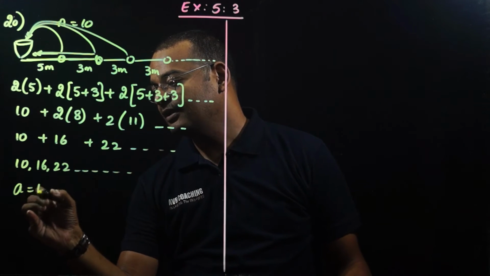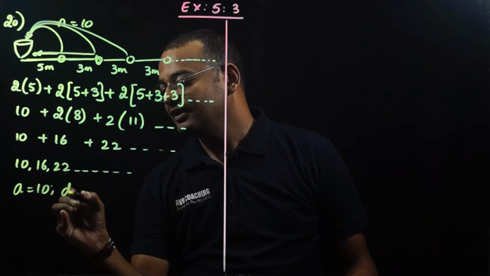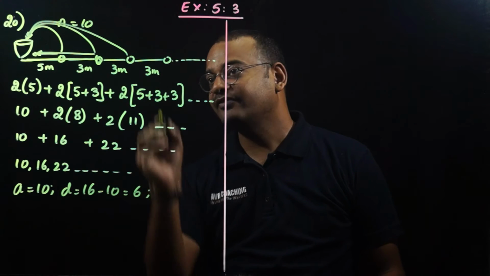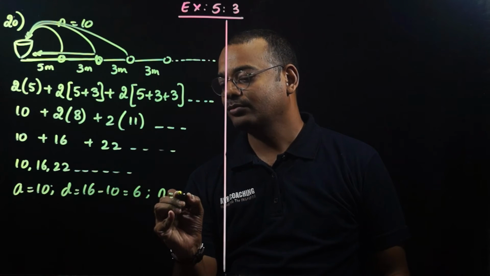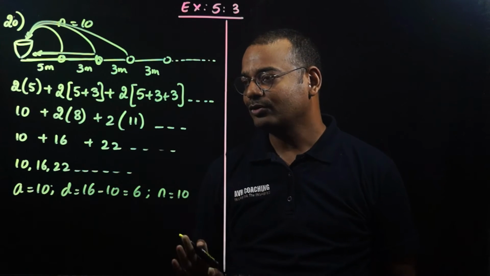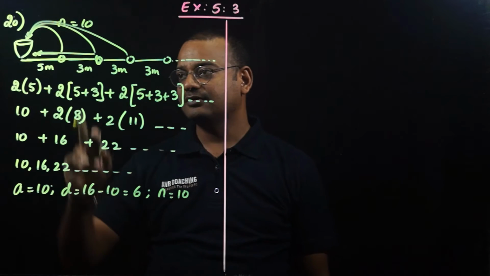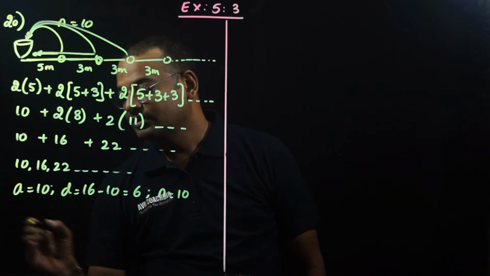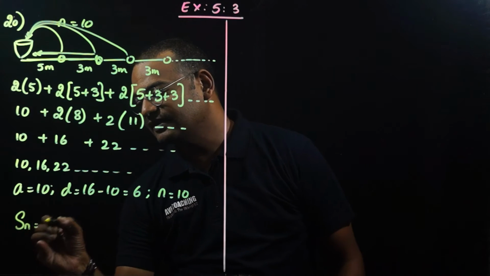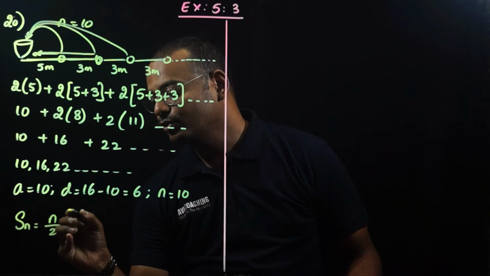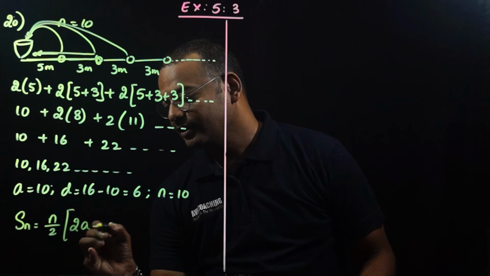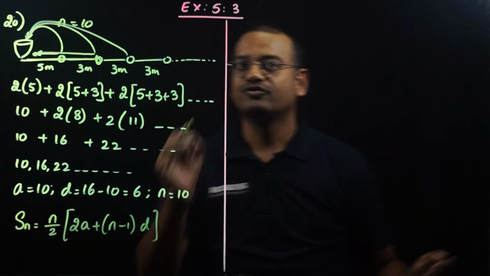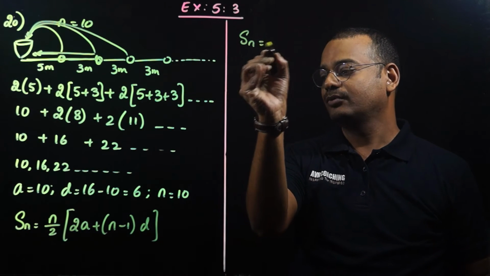Here a will be 10, d is equal to 16 minus 10 is equal to 6, and we have n equal to 10, number of potatoes is equal to 10. We have to simply find the total distance traveled by the participant. Now the formula will be again Sn is equal to n by 2 into 2a plus n minus 1 into d.